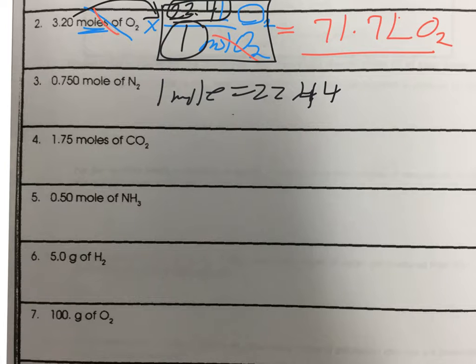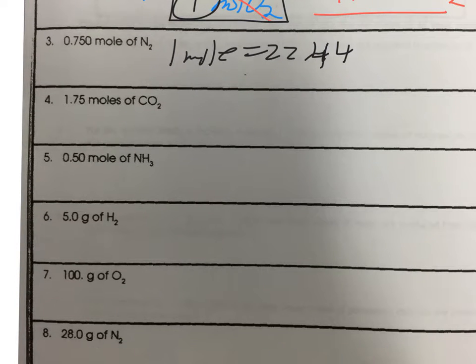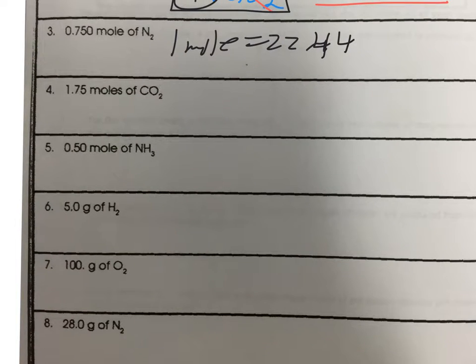Let's look at number 7. Are they giving you moles? No. So you have to find your moles. Going back to our old formulas, how do you find moles? Grams divided by your GFM. So you're going to take those grams and divide it by your molar mass. How much does oxygen weigh?